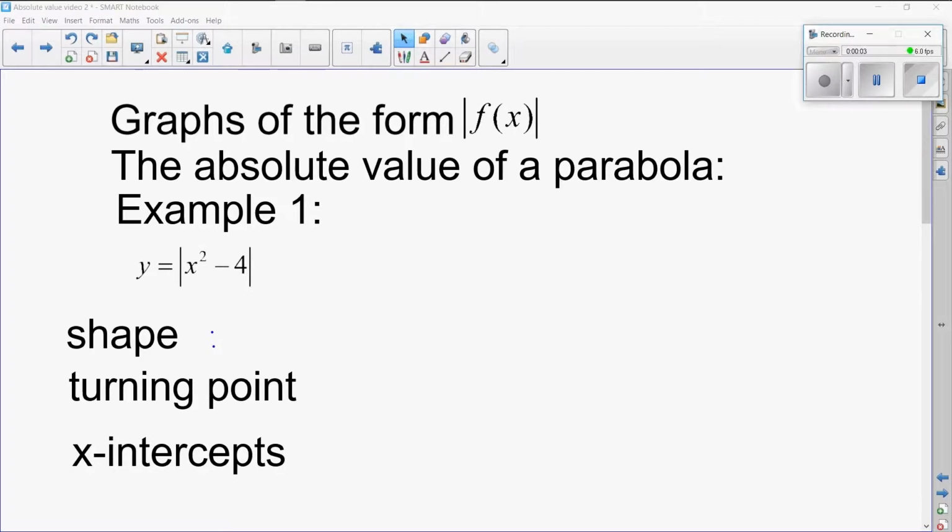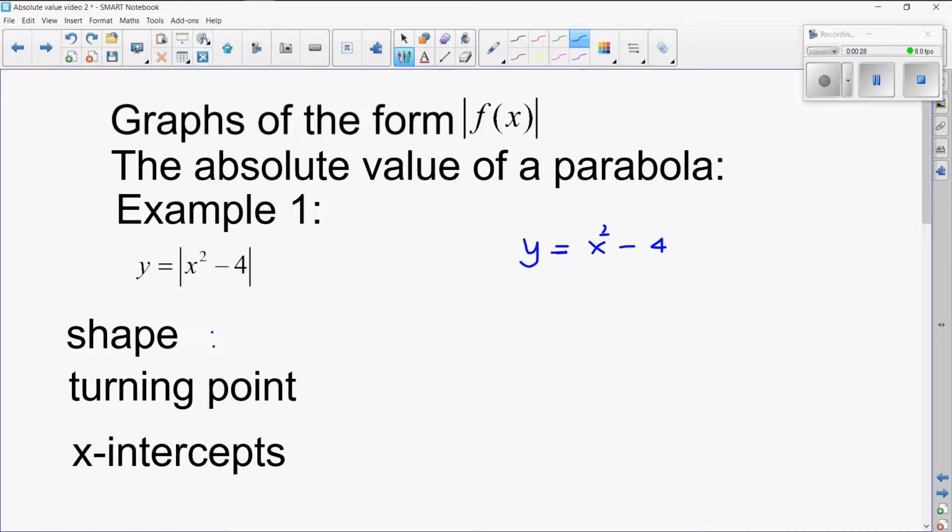So now we're going to draw graphs of the form, the absolute of f of x. But we start by drawing the original graph. So in the first question, I have the parabola, and I'm asked to find the absolute of x squared minus 4. I'm going to start by just drawing the parabola y equals x squared minus 4, and then using the sketch of this graph to find the absolute of the graph.